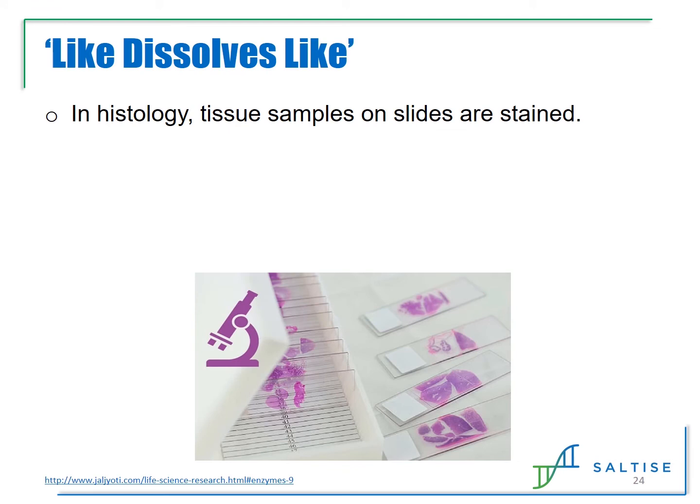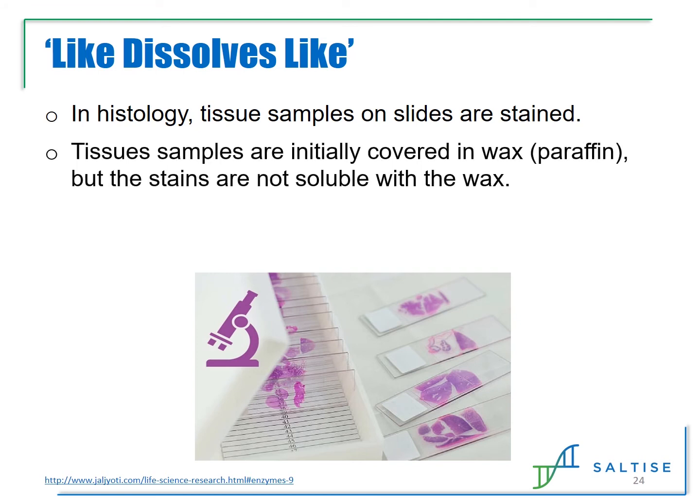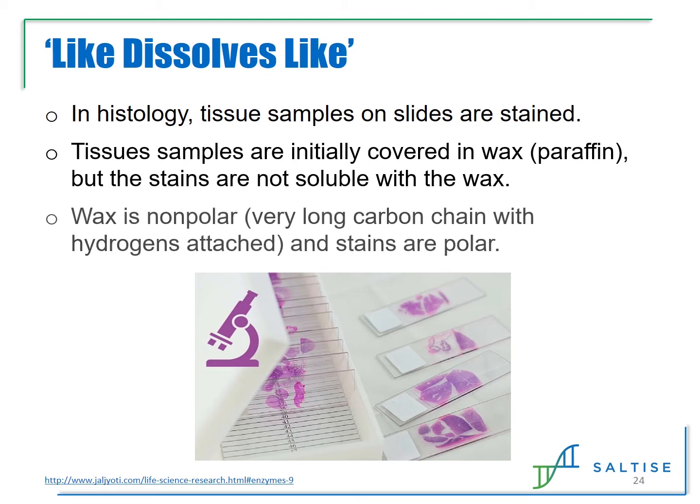An example of like dissolves like occurs in histology when microscope slides are prepared. In order to see the tissues that are on the slides, they must first be stained. But during the staining process, the tissues are initially covered in wax, called paraffin, and the stains are not soluble with the wax. The reason is because wax are long carbon chains with hydrogen atoms attached, making them nonpolar. The number of carbons in the wax molecules are anywhere between 20 to 40 carbon atoms.